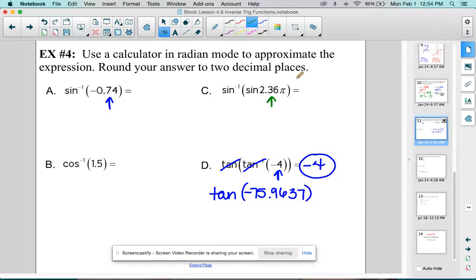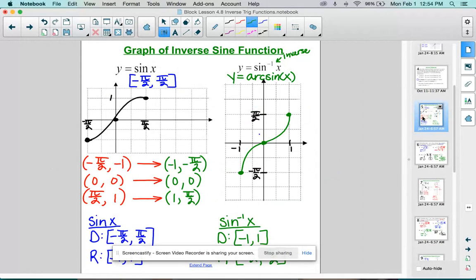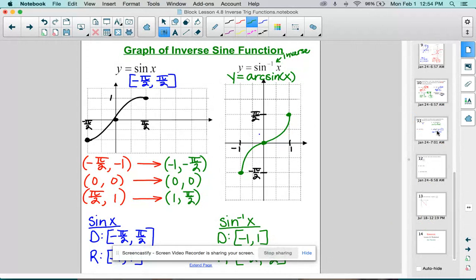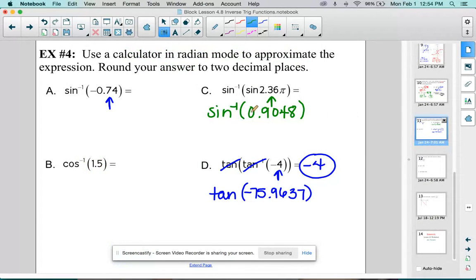Make sure you're in radian mode. I have 0.9048 for that answer. Then you're going to do the inverse sine of that solution. So we're kind of working inside out. So I'm going to go back and I need to check and make sure 0.9 is okay to plug in. It is. It's in the interval in the domain values. So you can plug 0.9 in to the inverse function.